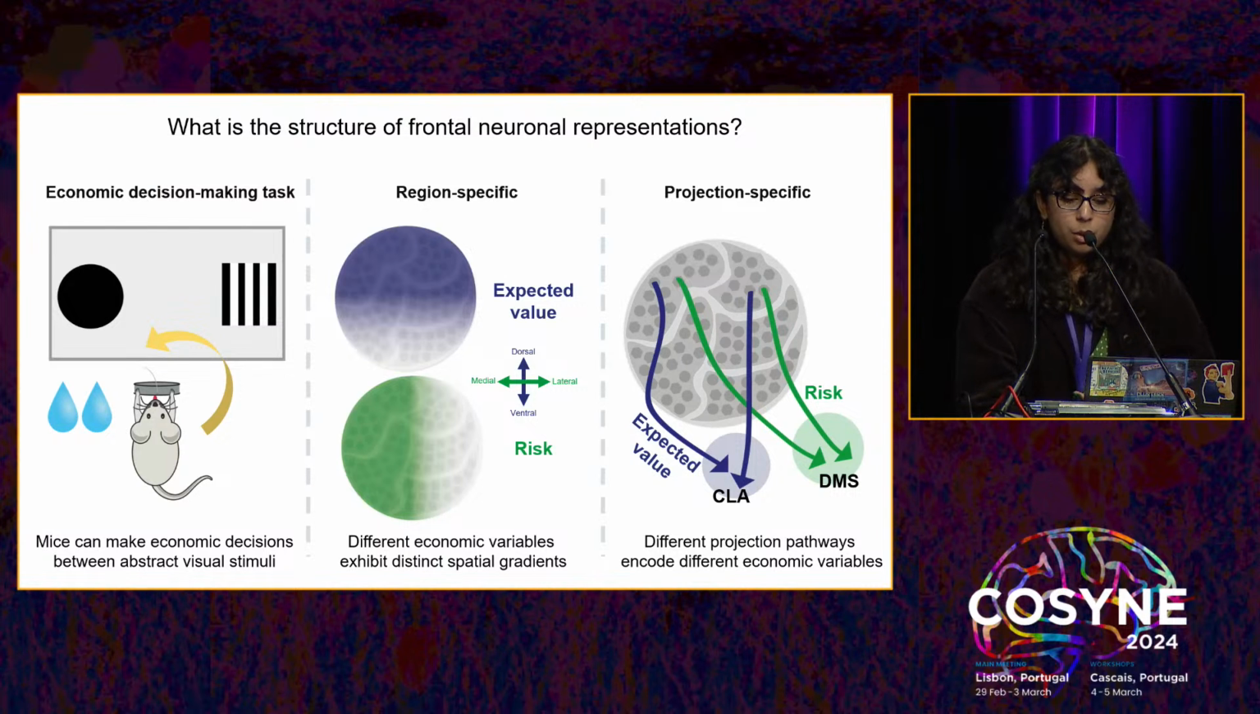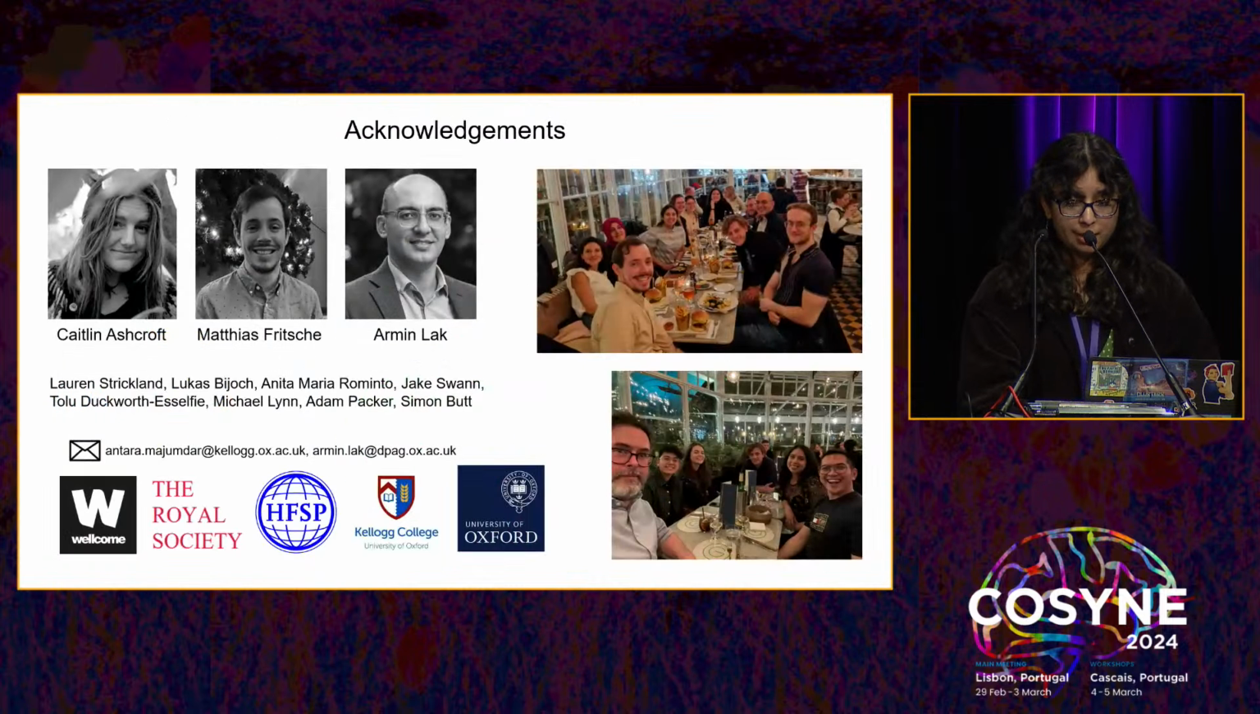To summarize, we established a novel economic decision-making task in head-fixed mice and showed that different economic variables exhibited distinct dorsal to ventral and medial to lateral spatial gradients, and that projection-defined populations of frontal neurons differentially encode economic variables. Overall, our results demonstrate that the encoding of economic variables spans multiple scales of neural representation in the frontal cortex.